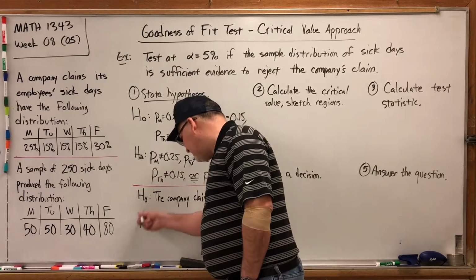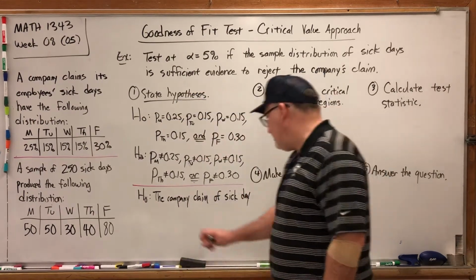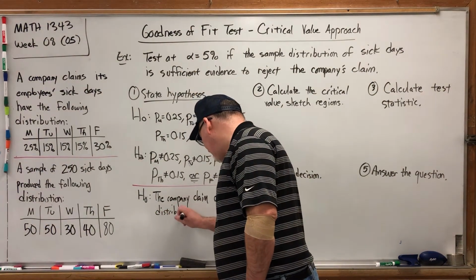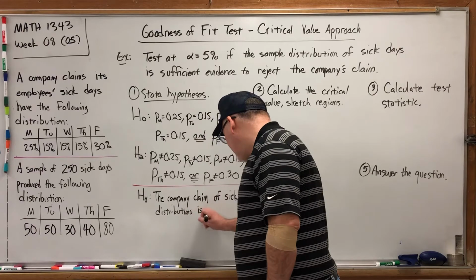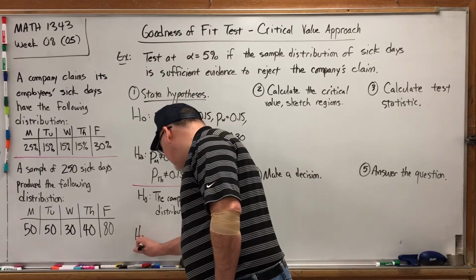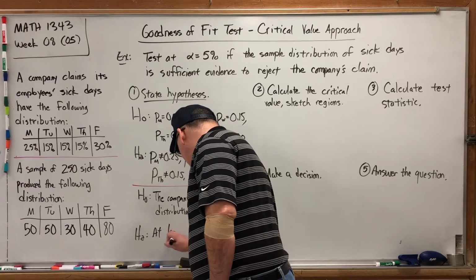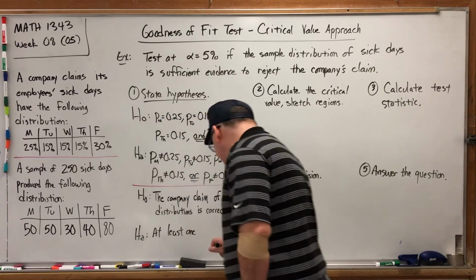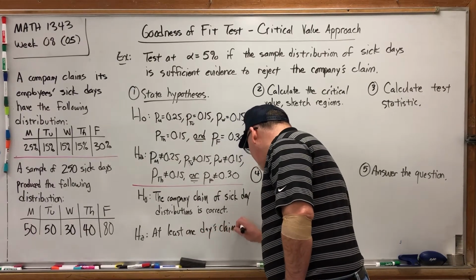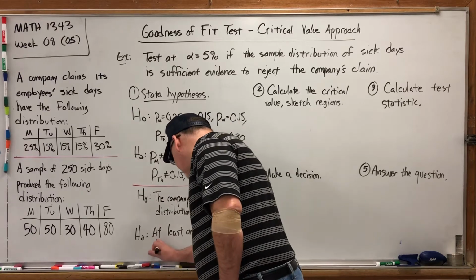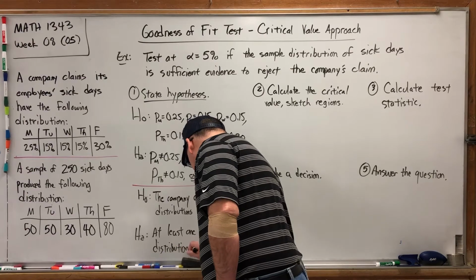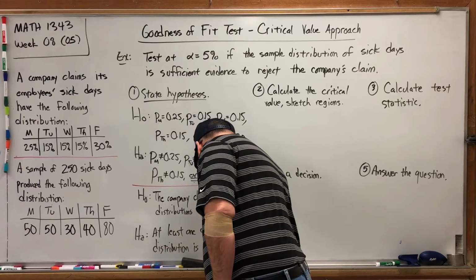Should have planned out my space a little bit better. The company's claim of sick day distributions is correct. And the alternative hypothesis would be at least one day's claimed distribution is incorrect. They might all be incorrect. I'll get out of the way in just a second.